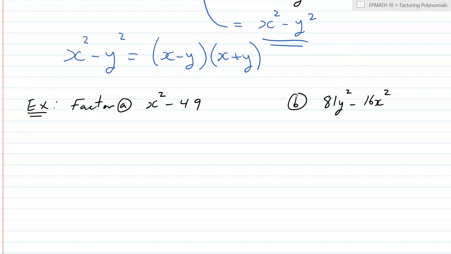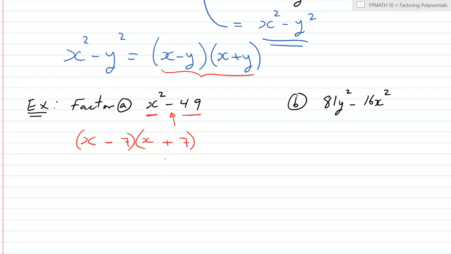First one, x squared minus 49. We want to factor that. First we have to make sure that both of them are perfect squares. x squared is a perfect square and 49 is a perfect square, and there is a negative in the middle, so that's a difference of squares, and we can use this factoring pattern. You open up two brackets, both will have an x and a 7, because 7 times 7 is 49, and then the first one is negative, the second one is positive, or vice versa, by the way.